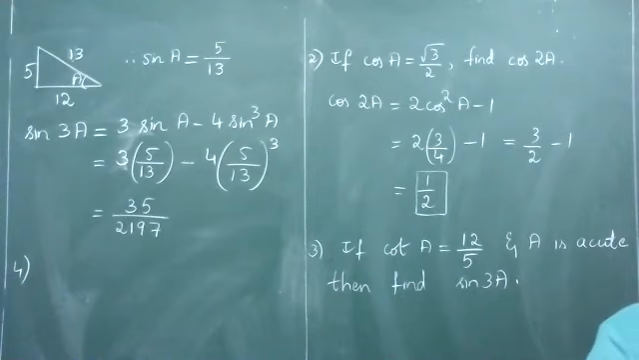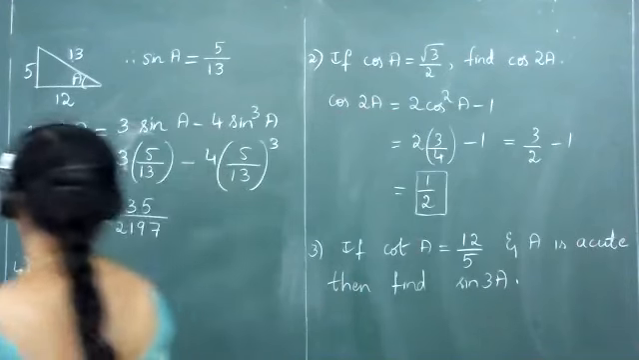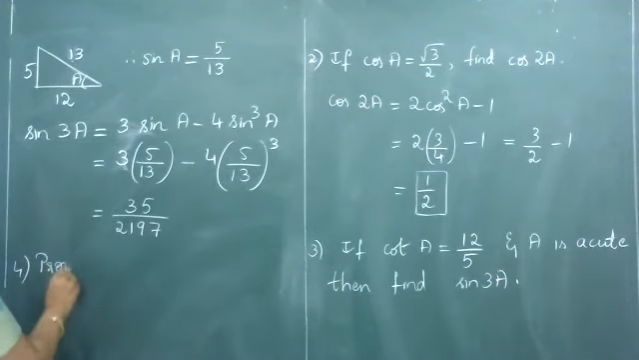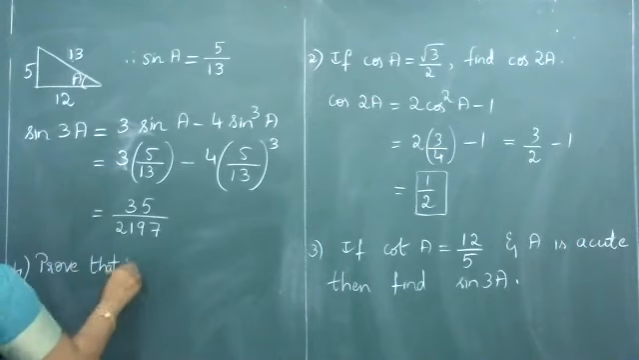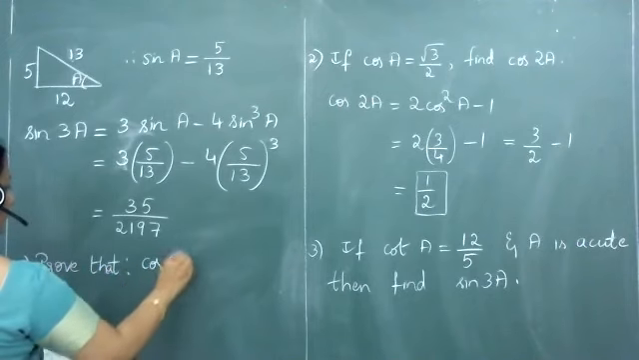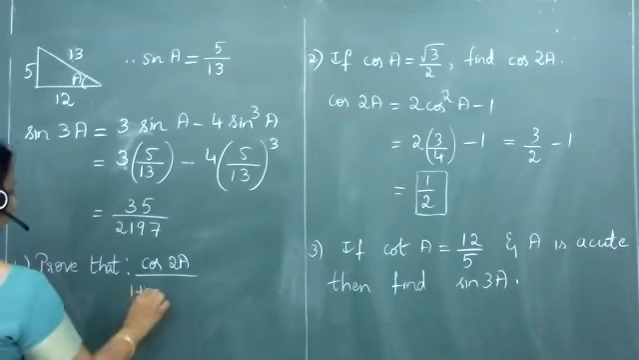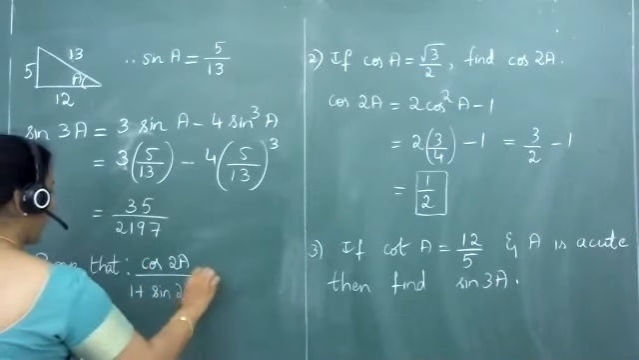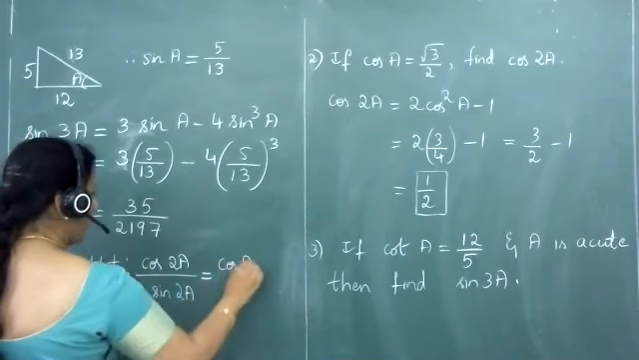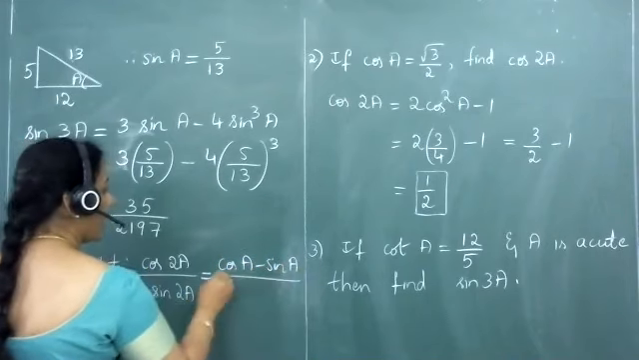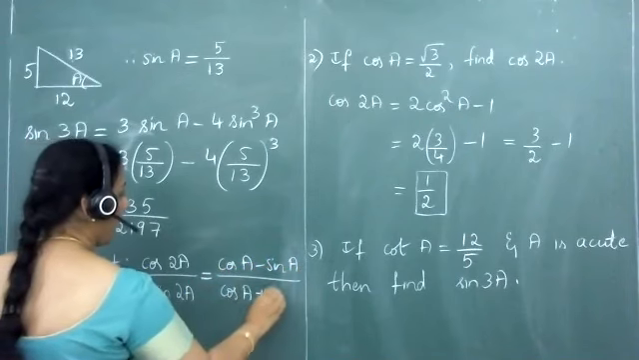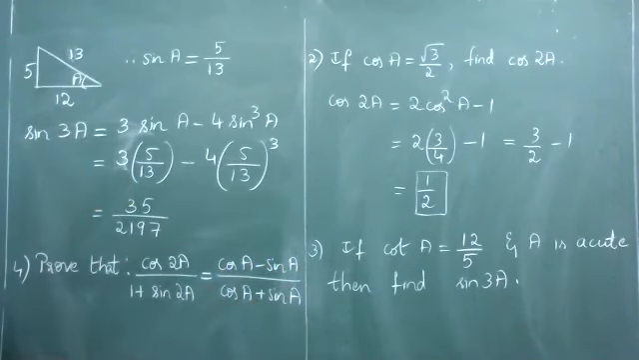Fourth question. Prove that cos 2a divided by 1 plus sin 2a is equal to cos a minus sin a divided by cos a plus sin a. We are not finding the value of any trigonometric ratio here. Instead, we shall be proving a particular identity.